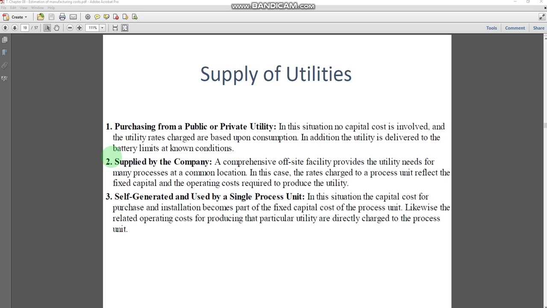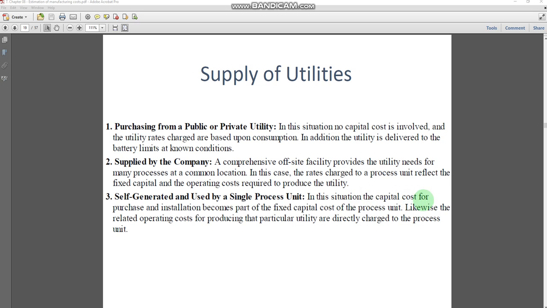Okay, number three, self-generated and used by a single process unit. Now the third way is that you generate the utilities by yourself within the process. For example, if you see some gasification processes that heavily depend on the air separation unit, in those kinds of processes, sometimes air separation units are installed within the plant. Okay, so that comes under the category of this one.